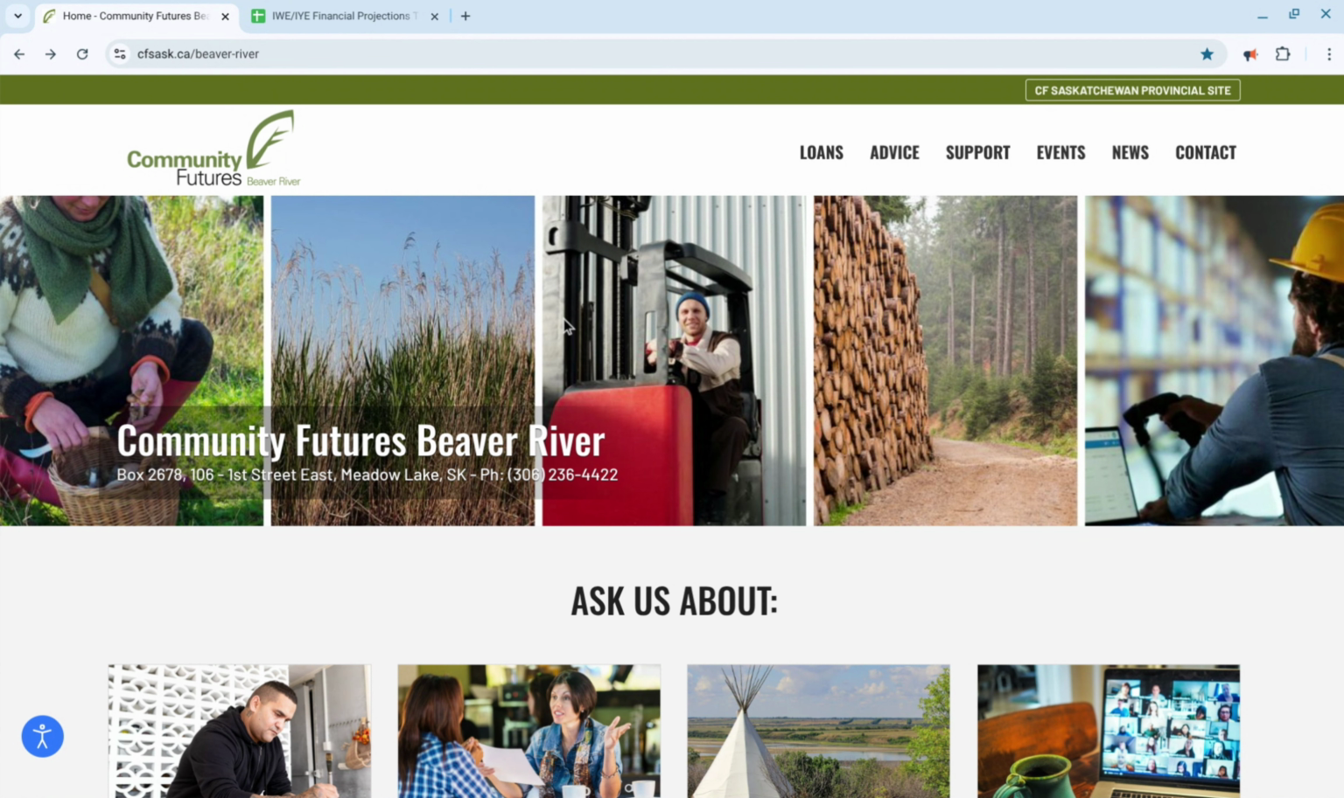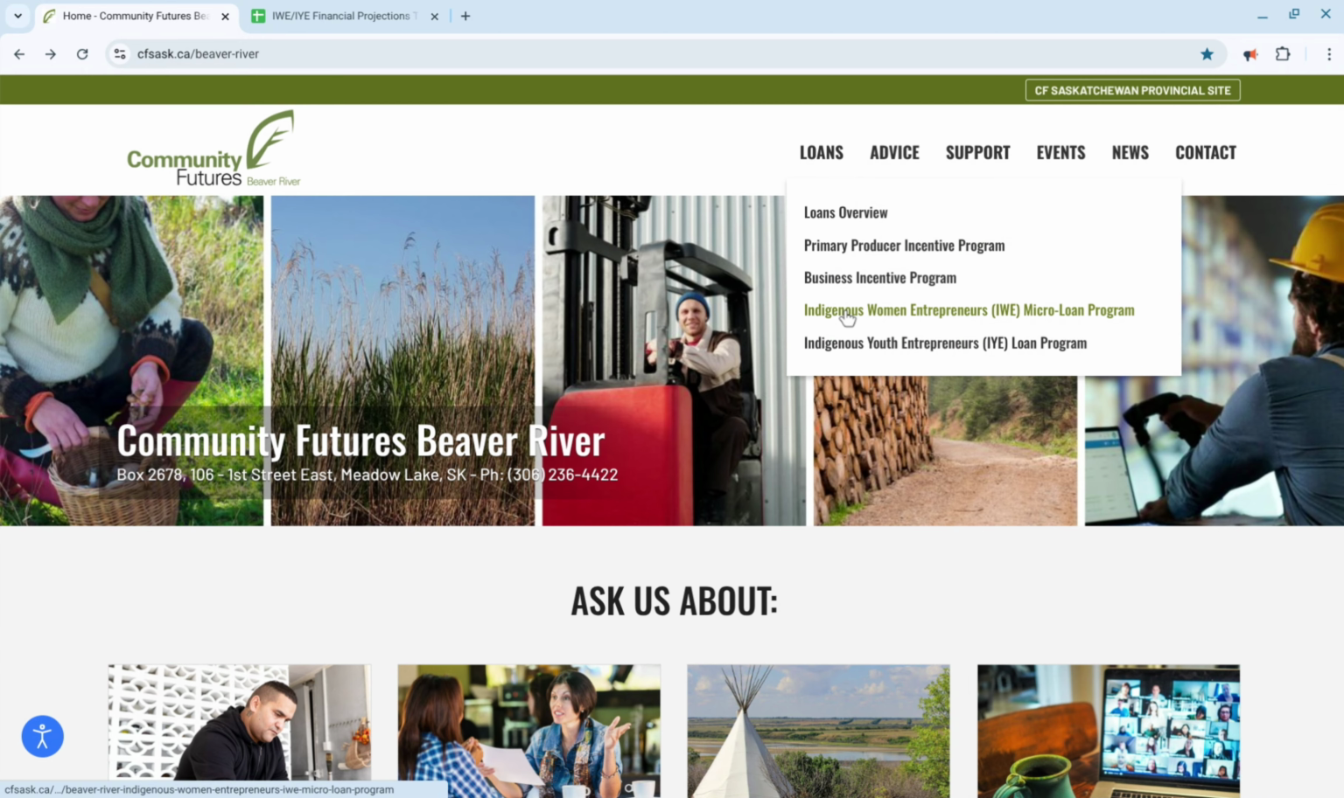You can see here I'm just back on the main page for Community Futures Beaver River, which is cfsask.ca/beaver-river. And again, to navigate here, just go to loans and then choose which one you are applying for. Is that IWE for women or IYE for youth? I'll just click on the IWE program for this example.